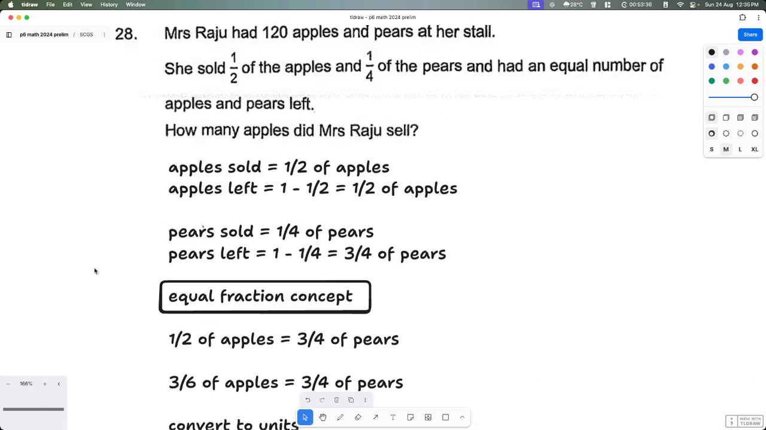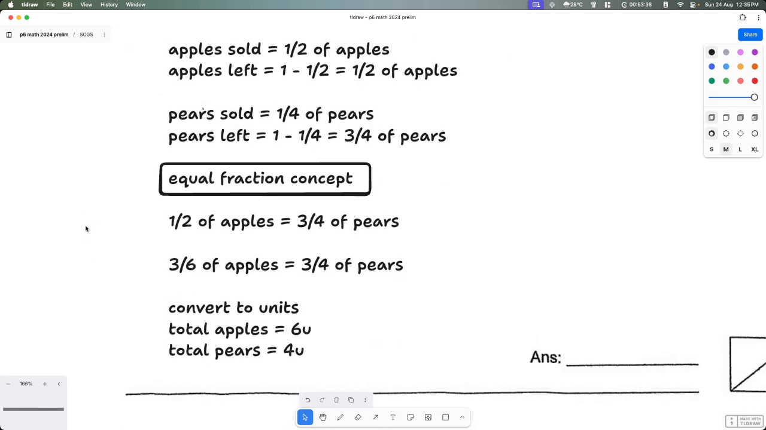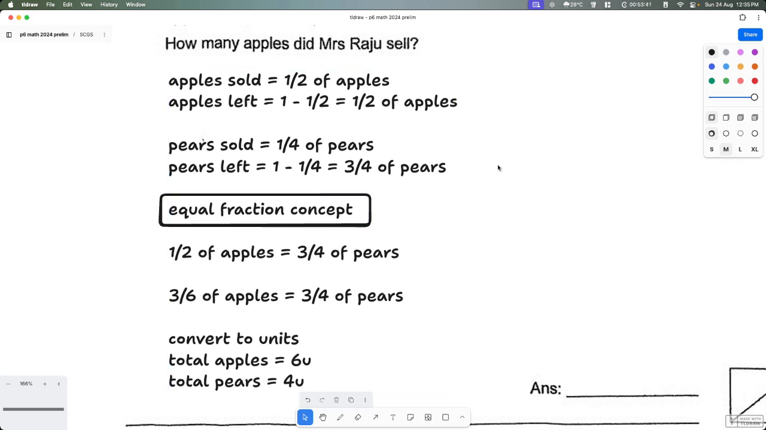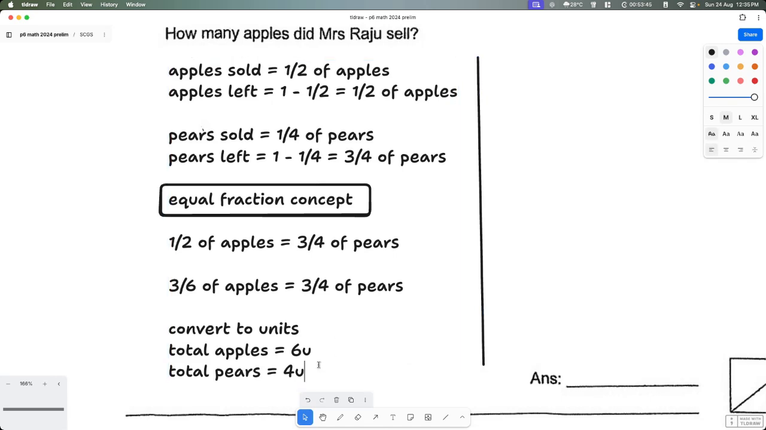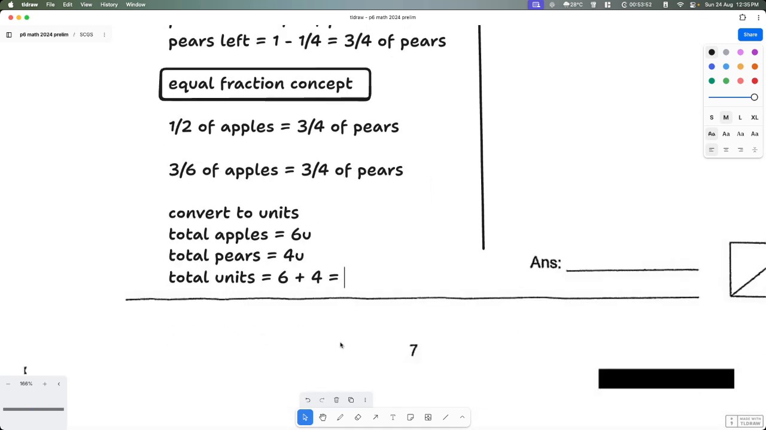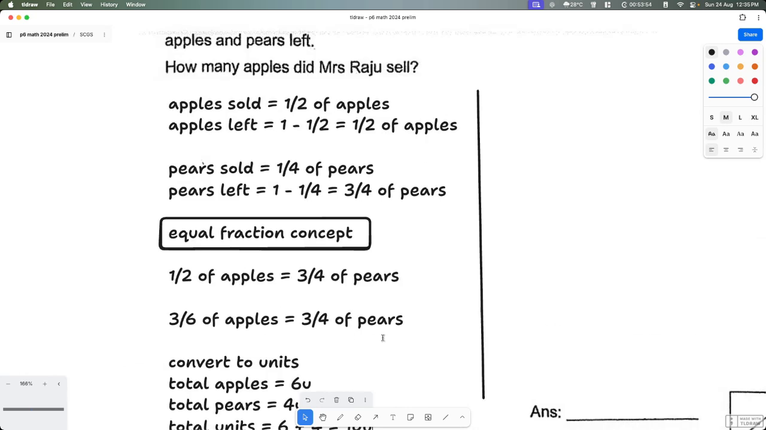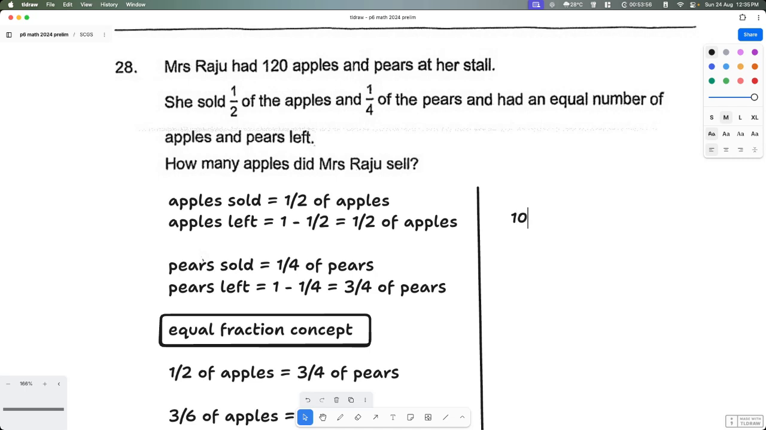All right, so how many apples did Mr. Raju sell? Okay, so that means total units is equal to 6 plus 4, which is equal to, in this case, 10 units. So that means 10 units is equal to 120. 1 unit is equal to 120 divided by 10, which is equal to 12.